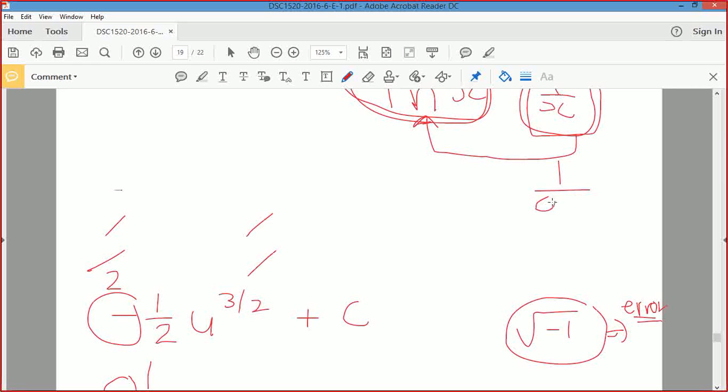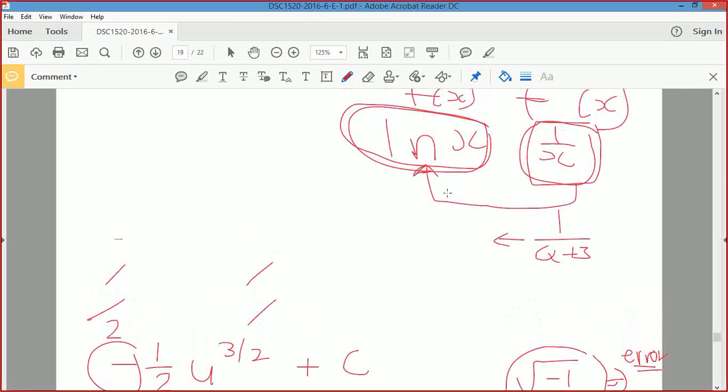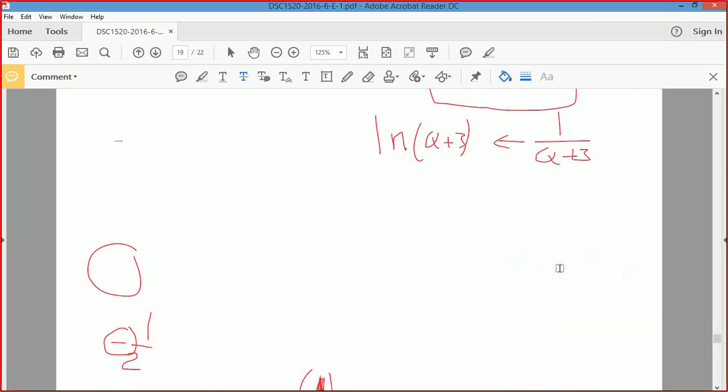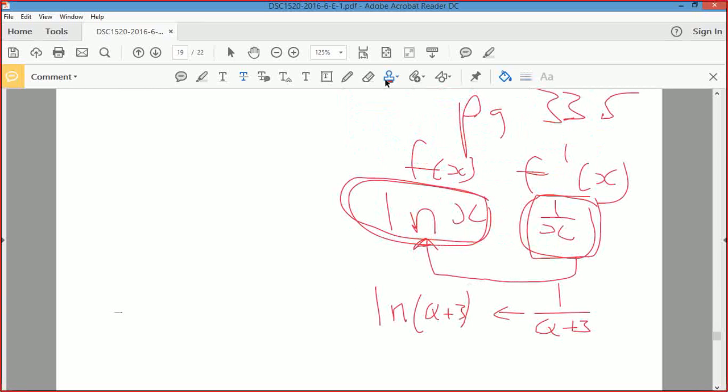1 over q plus 3. I'm moving which direction? Back. So what does that give me? It gives me ln q plus 3. Okay. Does that make sense? Yes. Okay, so that's what I'm looking at here at the bottom, which is the function. So that's the function of that derivative. Okay, ln q plus 3.